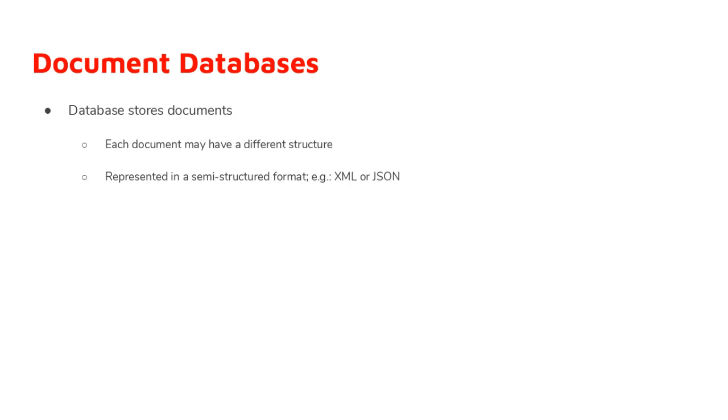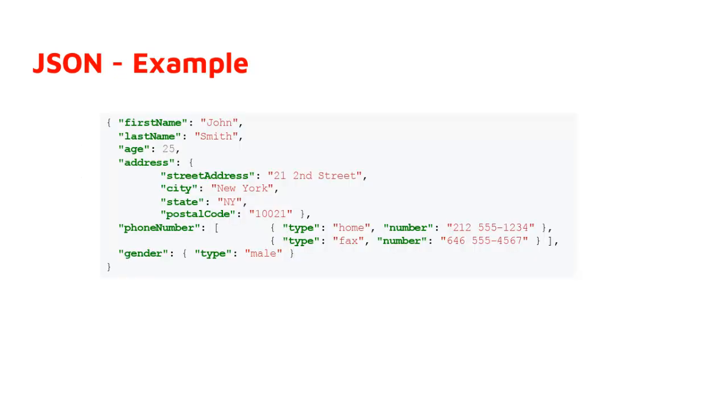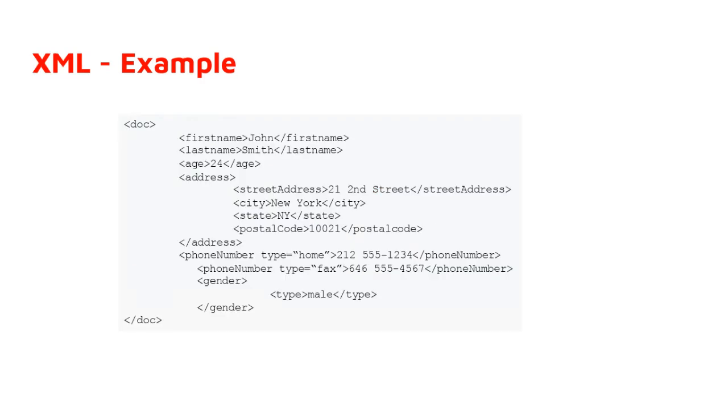Then the second type of NoSQL systems is a document database. We already saw what documents are. Documents are a textual string representation of some data, either in XML or JSON format, and each document can have its own structure. Some examples again in JSON: first name, last name, age, address, phone number, and so on. So this can be a user profile. And here you have the same type of data, but stored in XML. That's a different syntax.